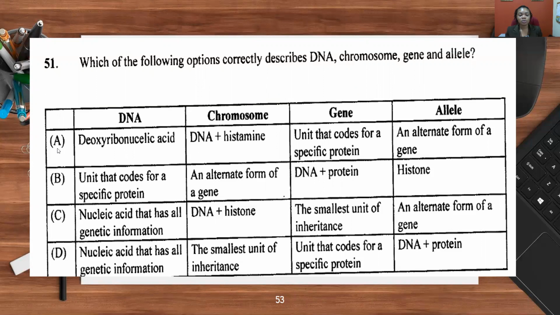Most students will probably choose A because they say, oh, yeah, it's deoxyribonucleic acid, that's DNA for sure. But they would fail to realize that it says DNA plus histamine. Now, histamine is a chemical that produces allergic reactions. That's why you have antihistamines like DPH and Histacin. So this is not correct. Even if the rest of it is true, this disqualifies A. So the answer is C: nucleic acid that has all the genetic information, DNA, and histone, the smallest unit of inheritance, an alternate form of a gene. So ensure that you pay attention, read the question carefully, and read the choices correctly and carefully.